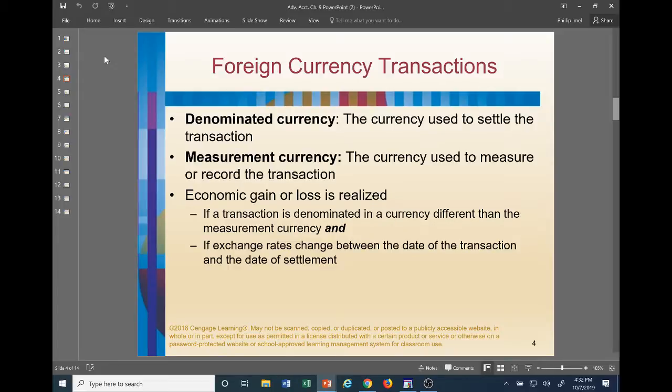Now, whenever a transaction is denominated in a currency different from the measurement currency, exchange rate risk exists, and exchange rates must be used for the measurement purposes. The process of expressing a transaction in the measurement currency when it is denominated in a different currency is referred to as a foreign currency translation.